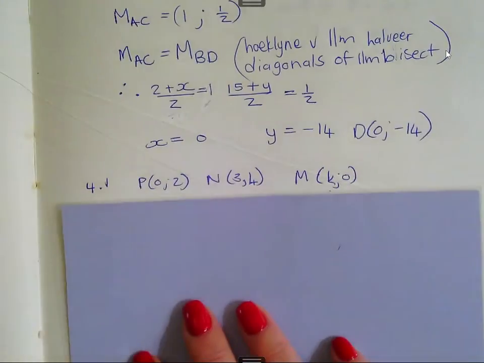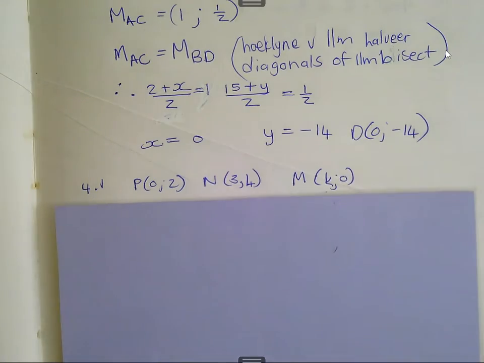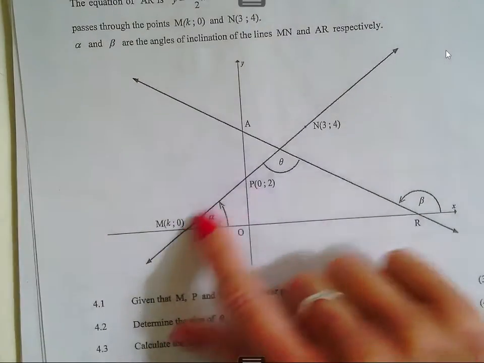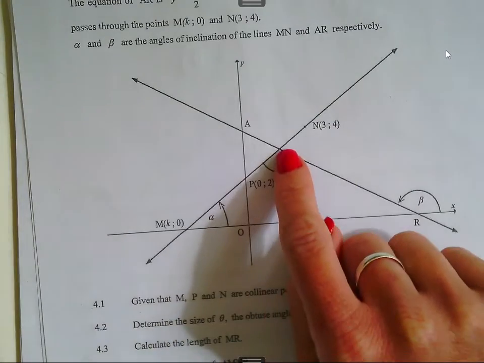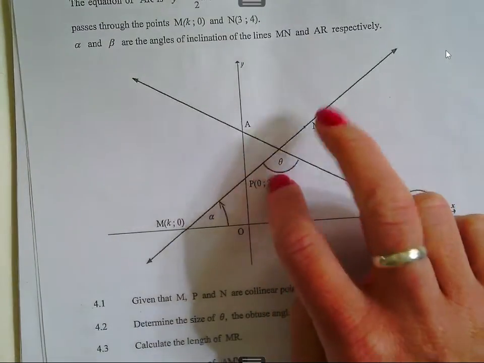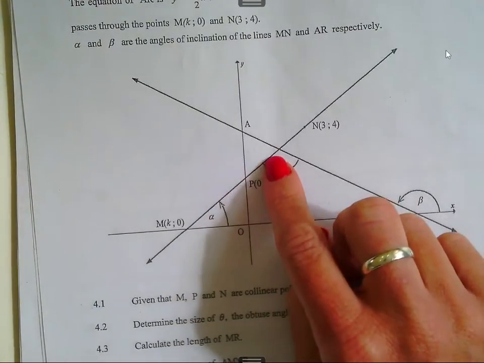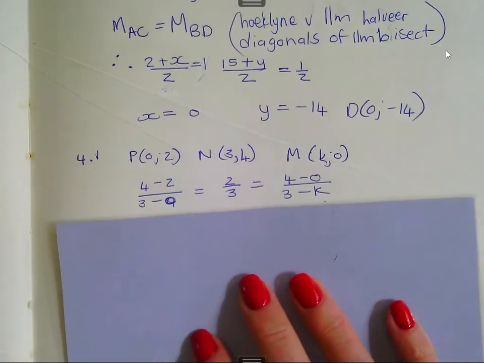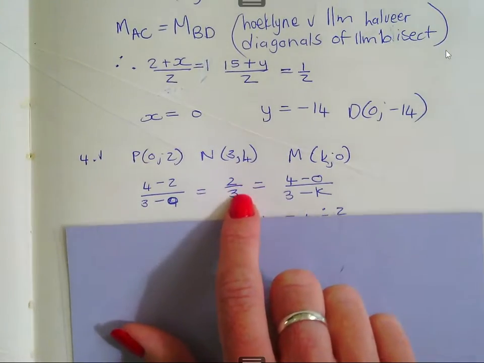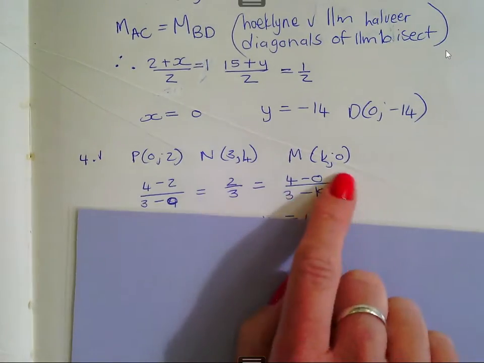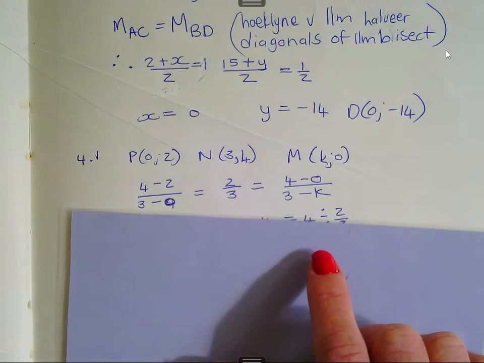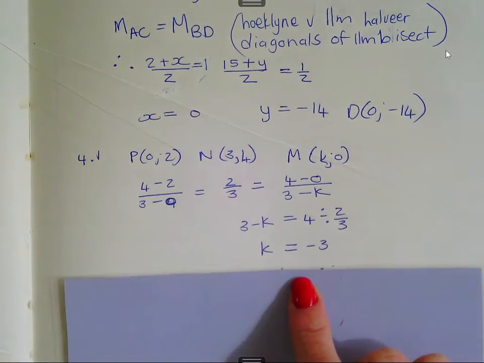Okay, moving on to question 4. They told you, given that M, P and N are collinear points, calculate the value of K. That means when you look at M, P and N, they're all on the straight line. You can calculate the gradient of NP, have the answer, and then use the answer to calculate K. So I did it. I calculated the gradient. It's 2/3. And then I used the answer in the gradient with P and M. And then I found K to be -3.